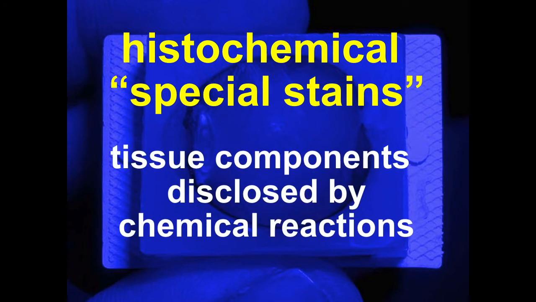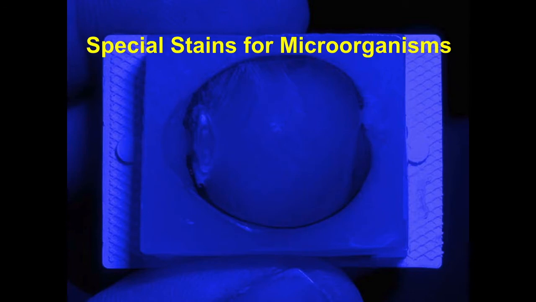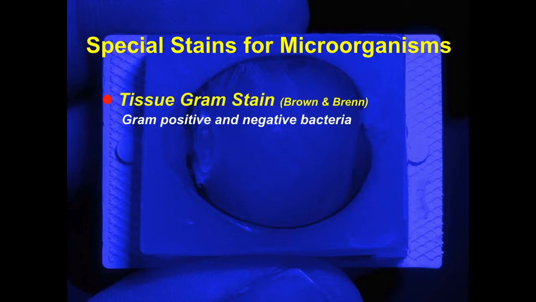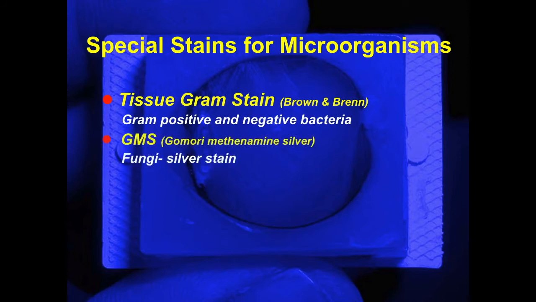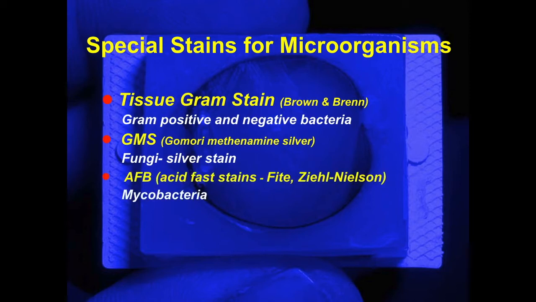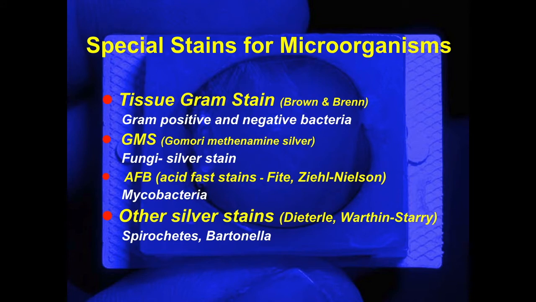Histochemical special stains use chemical reactions to disclose tissue components. These include special stains for microorganisms, like the tissue Gram stain, Brown and Brenn, the Gomori methenamine silver, or GMS stain, a silver impregnation stain for fungus, stains for acid-fast organisms like the Fite or Ziehl-Neelsen stains, and other silver stains like the Dieterle and Warthin-Starry stains that are used for spirochetes and Bartonella.